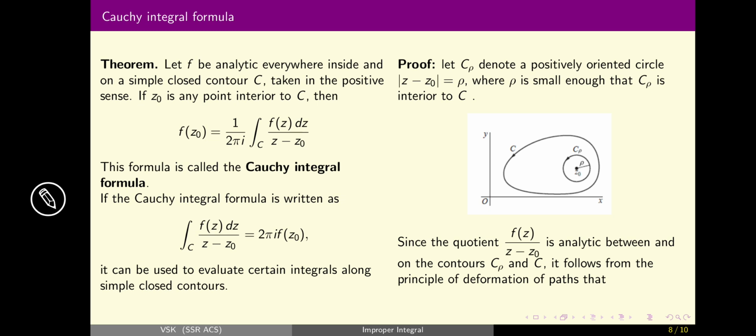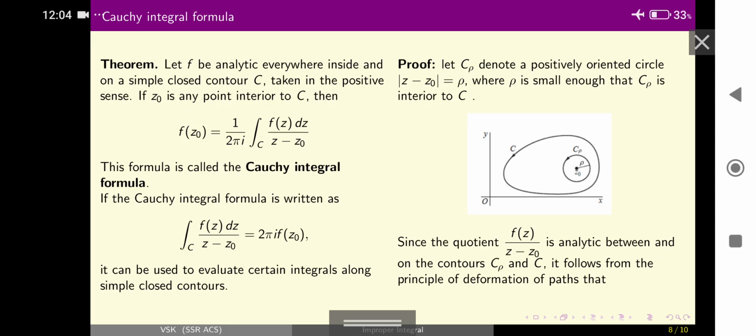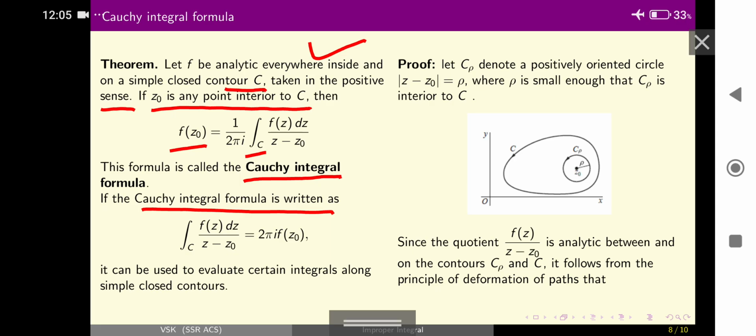Now let us see Cauchy integral formula as a theorem. Let f be analytic everywhere inside and on a simple closed contour C, taken in the positive sense. This is the first supposition. Now if z0 is any point interior to C, then f of z0, that is the value of f at z0, is equal to 1 upon 2 pi I times the integration of f z upon z minus z0 dz over C. These two are equal, so this formula is called Cauchy integral formula. If this formula is written as the integration over C of f z dz upon z minus z naught is equal to 2 pi I f z naught, then it can be used to evaluate certain integrals along a simple closed contour. So let us see the proof.